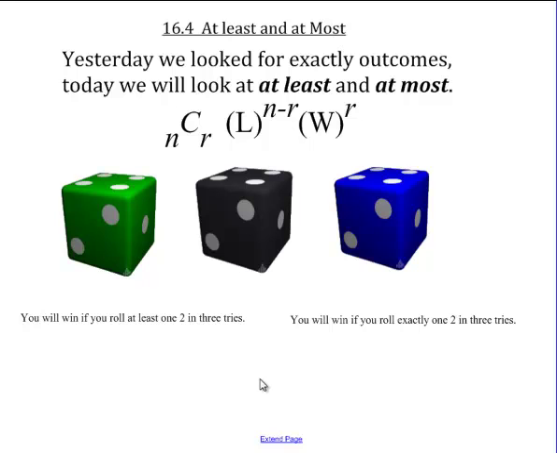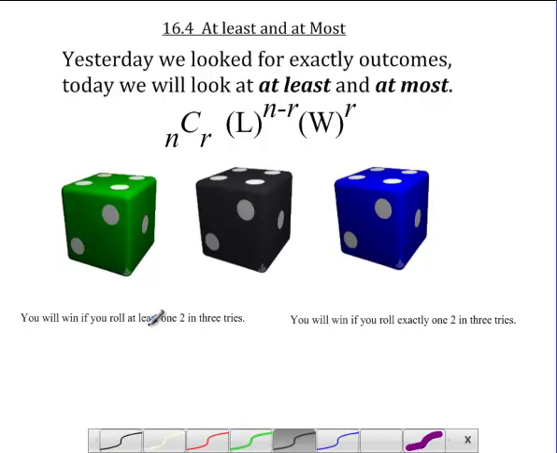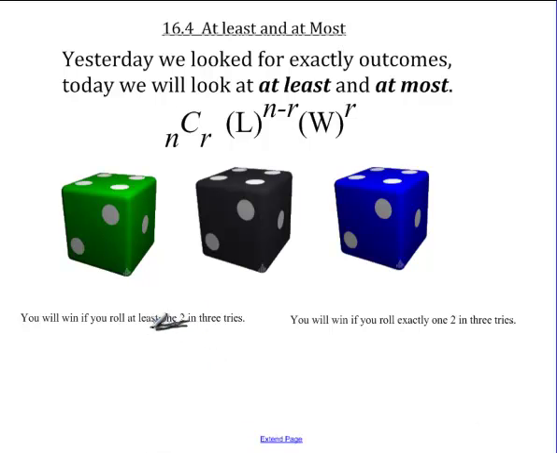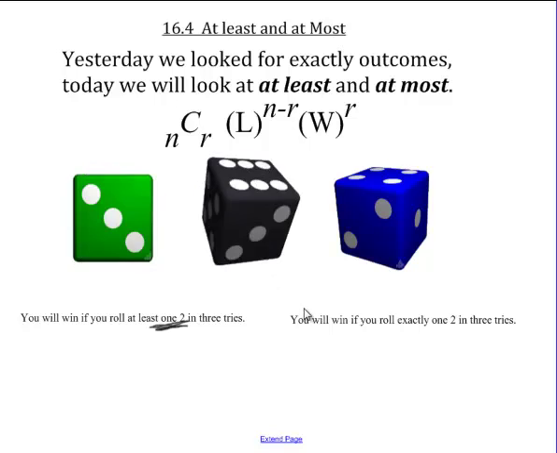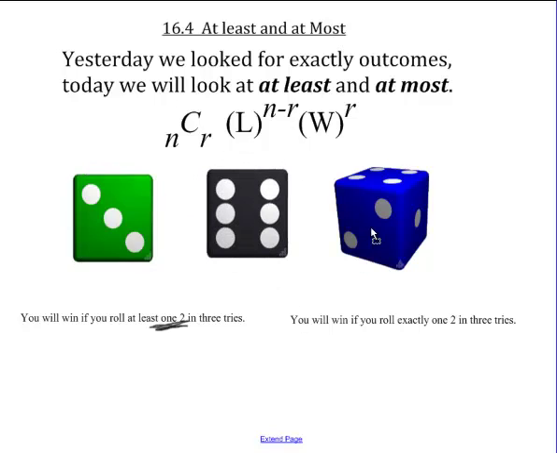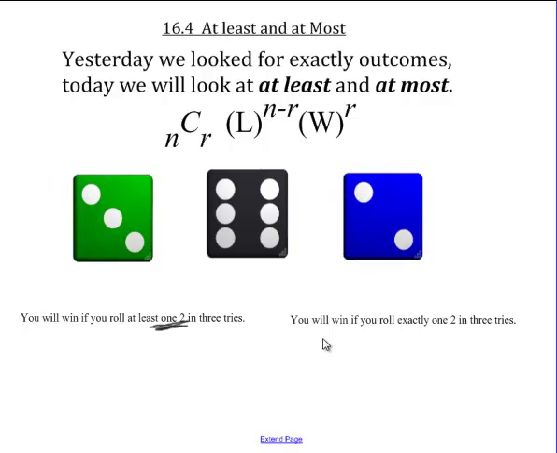You've got 3 dice that you can roll. You're going to win if at least 1 2 shows up and you get 3 tries. So here we go. I lost. I lost. Hey, I won! I got a 2, and 3 tries. Now, I could also win on multiple levels.